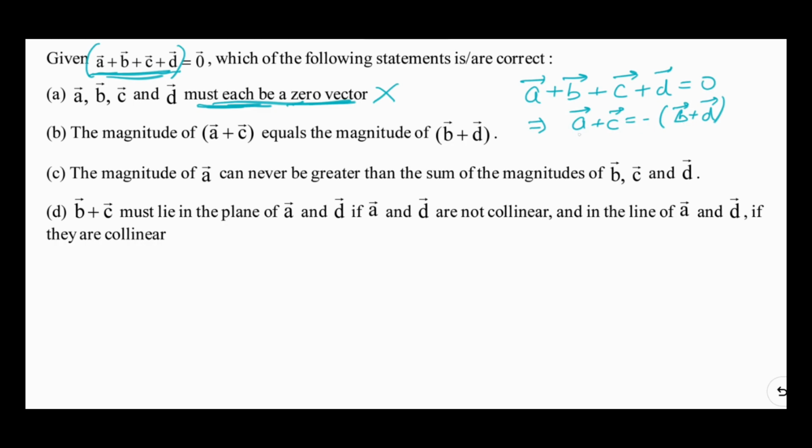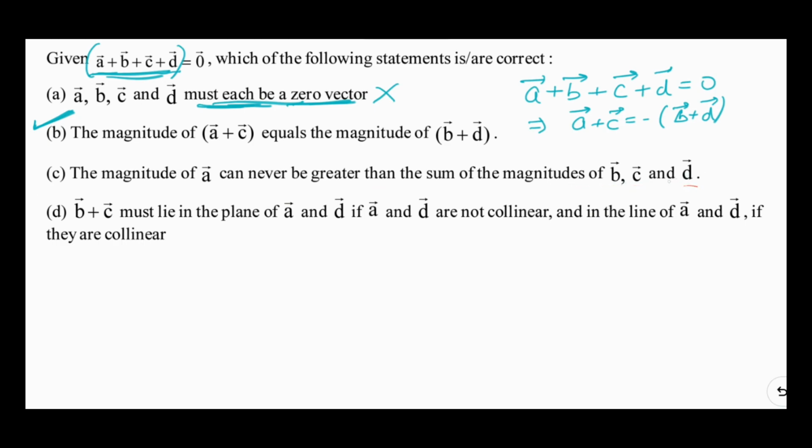So it simply means that these two vectors, a plus c, when added, give you the negative of the b plus d vector, and the negative of a vector has the same magnitude, its direction is only reversed. So the magnitude of a plus c should equal the magnitude of b plus d, and this is the correct option.